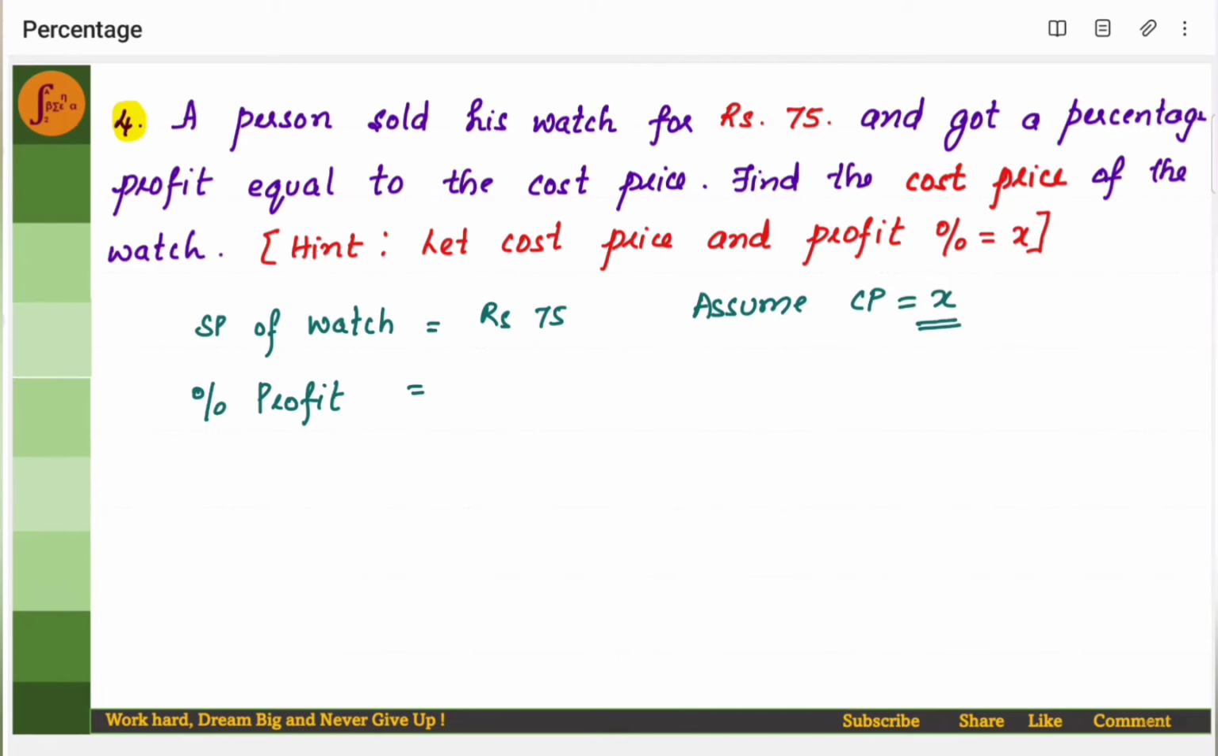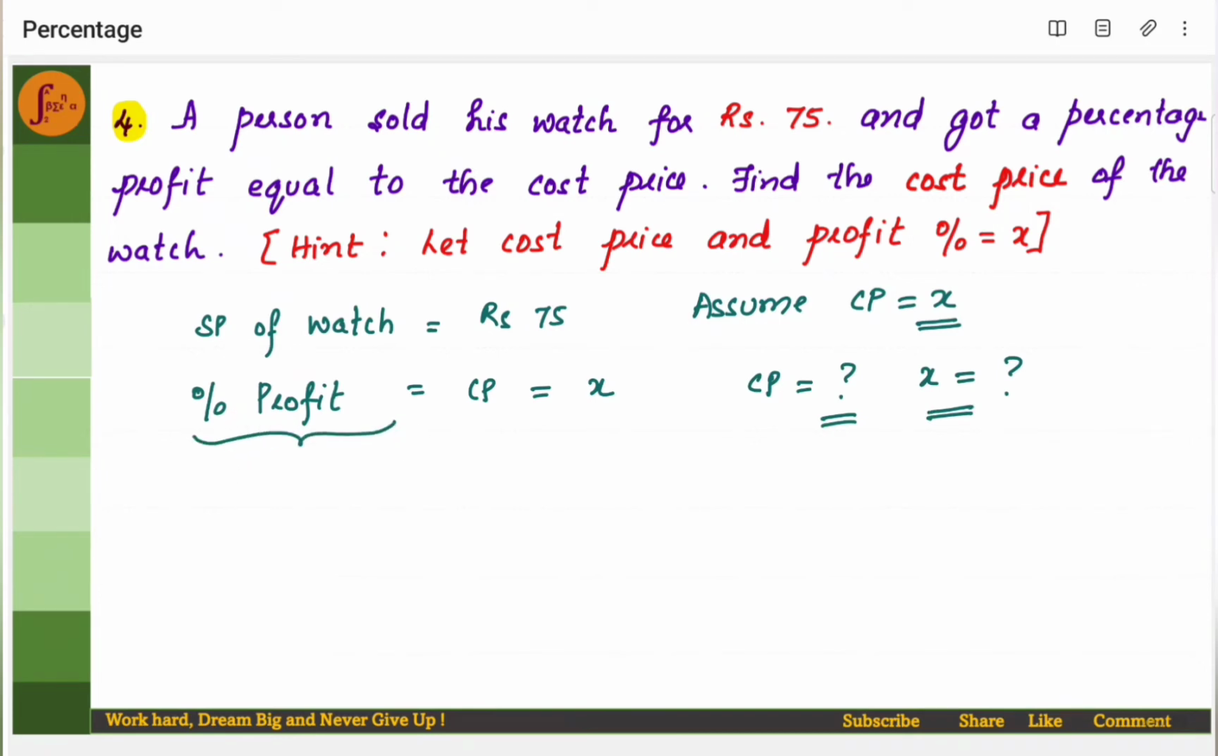Cost price is X. Now, the percentage profit is equal to cost price. What is cost price here? X. This is equal to cost price, which is equal to X. We need to find the cost price. What do we have to find out? We have to find cost price of the watch, that is, we need to find the value of X.